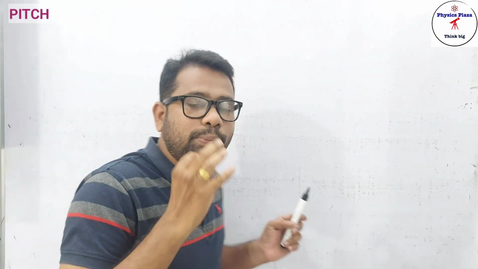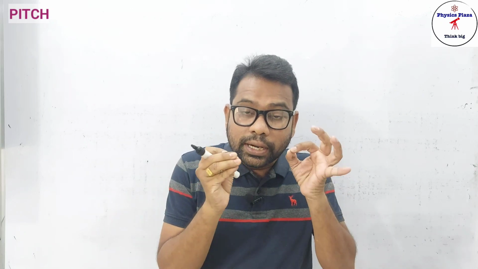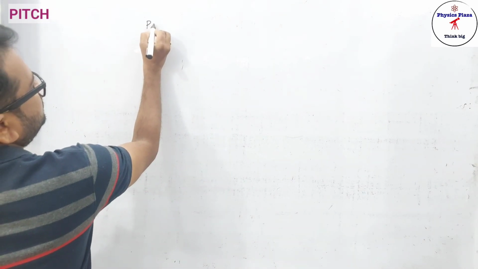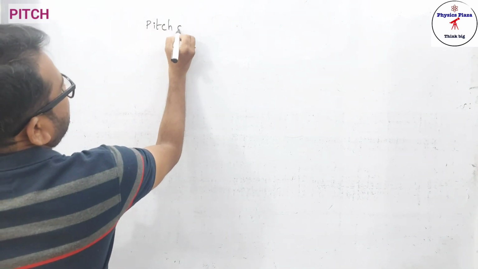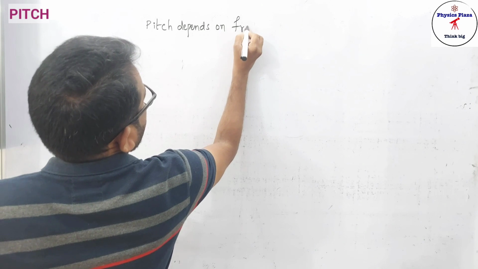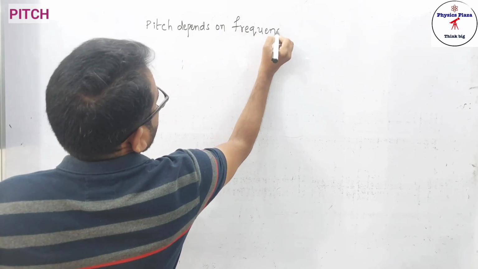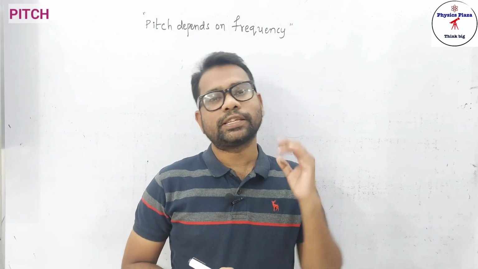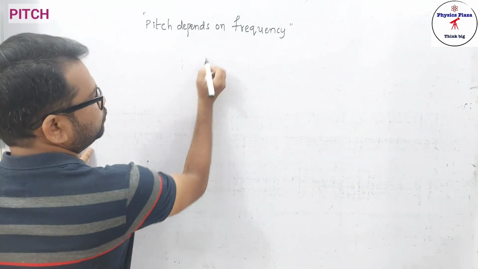Fine, children. So what is pitch here? Pitch is a characteristic of sound by virtue of which a shrill note can be distinguished from a flat note. And this pitch, children, depends on frequency. It is a very important part for the examination. So pitch depends on frequency. Children, very important. Pitch depends on frequency. So the more the frequency, the more the pitch. The less the frequency, the less the pitch. Clear? Fine.